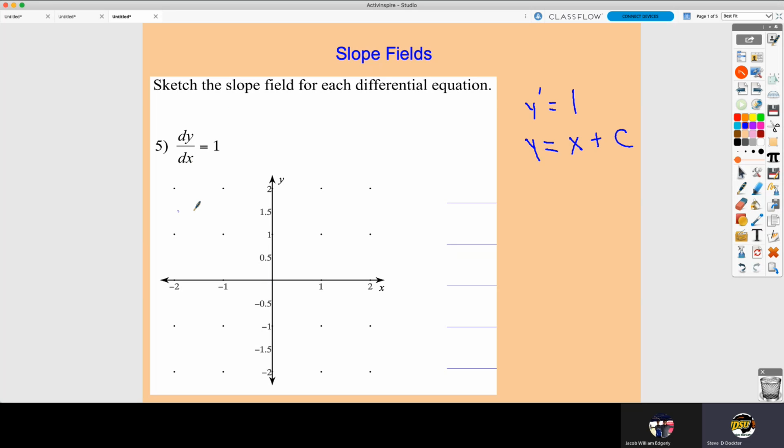So what I want to do at each one of these points is draw in a tiny little line through each one, with a slope that is approximately 1. They should all be fairly close to the same. They're not going to be spot on. Draw all those in first, and then we'll talk about what this means here.